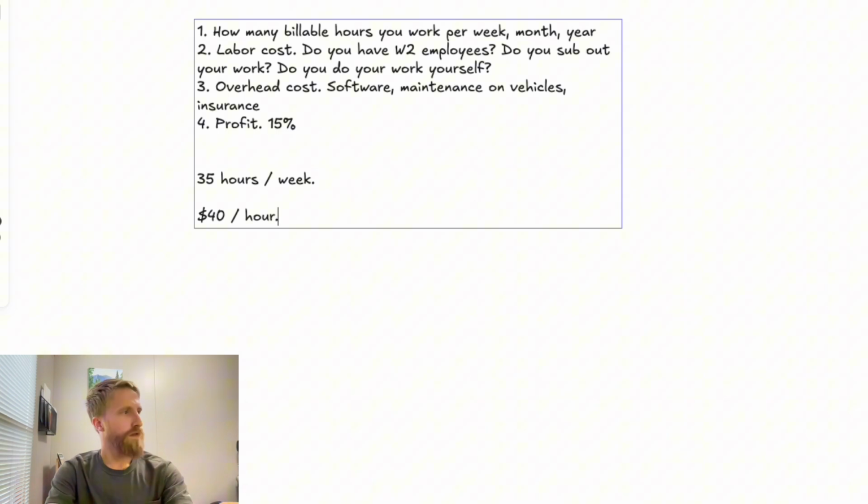Now, again, in the real world, if you had employees, you would want to figure out what your labor burden would be. So you would want to calculate things like taxes, insurance, workers' comp, that sort of thing. And you would want to add that to this $40 an hour number. So in the real world, if you were paying an employee $40 an hour, you would probably have a labor burden of somewhere between $50 and $55 an hour.